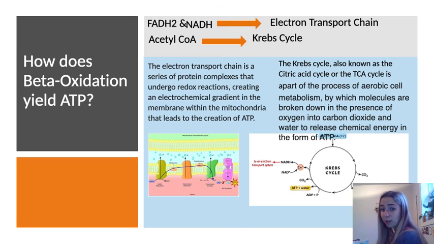And the Krebs cycle, which is also known as the citric acid cycle or the TCA cycle, is part of the process of aerobic cell metabolism. This is where molecules are broken down in the presence of oxygen into carbon dioxide and water to release chemical energy in the form of ATP. I'll just show you quickly what that Krebs cycle looks like. That's where the acetyl-CoA goes.